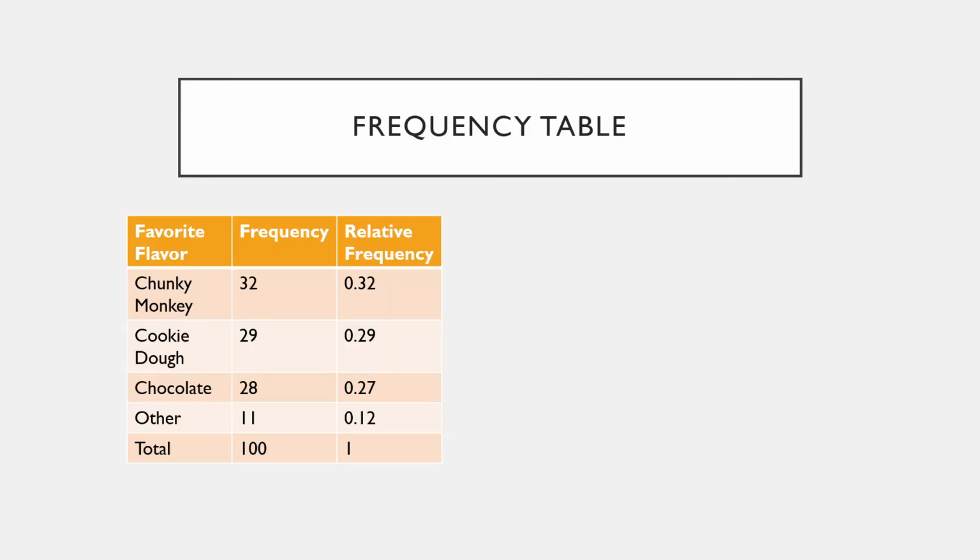So a frequency table looks like this. Typically in a frequency table, you'll have 3 columns, and then you'll have a row for each of your categories. And then you'll have a row for the total at the bottom. So the first column is going to be what each of the categories are, just kind of listing them out. So here we listed the 4 different flavors of ice cream that people answered. And then the second column is going to be the frequency, or the absolute frequency.